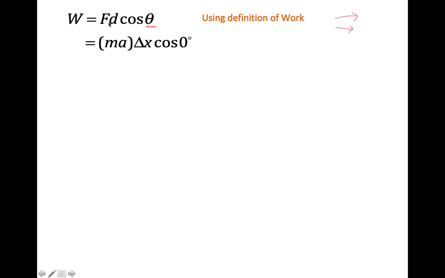And why can we replace F by ma? Because F is the only force that is acting. So F net would be equal to F, and we apply Newton's second law. We simplify it further, so we are left with ma delta x. We are going to label this equation 2. We will come back to it later on.